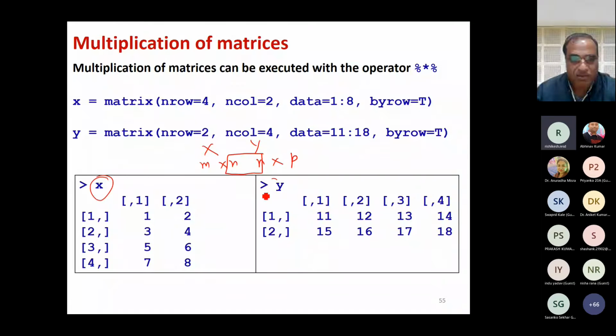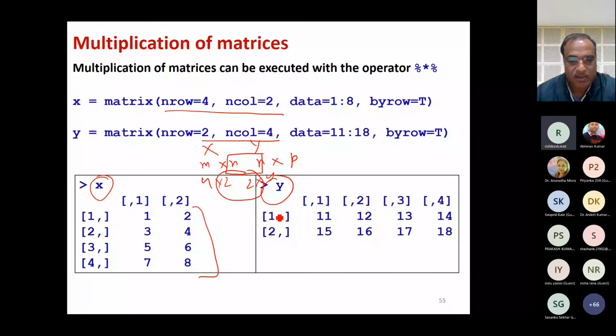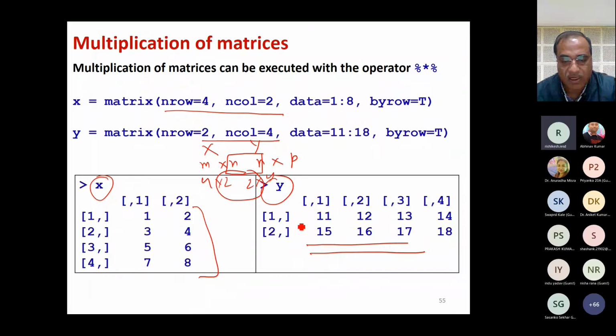So following that rule, if I try to create the two matrices X and Y, the number of rows and columns in X I'm taking as 4 and 2, and in Y I'm taking 2 and 4. So this will become 4 by 2 and then 2 by 4. Now this 2 and 2 is matching, so they can be multiplied together. So X here is 1, 2, 3, 4, 5, 6, 7, 8, and Y has 2 rows and 4 columns. Now, if you want to do the matrix multiplication, then it is written like this.